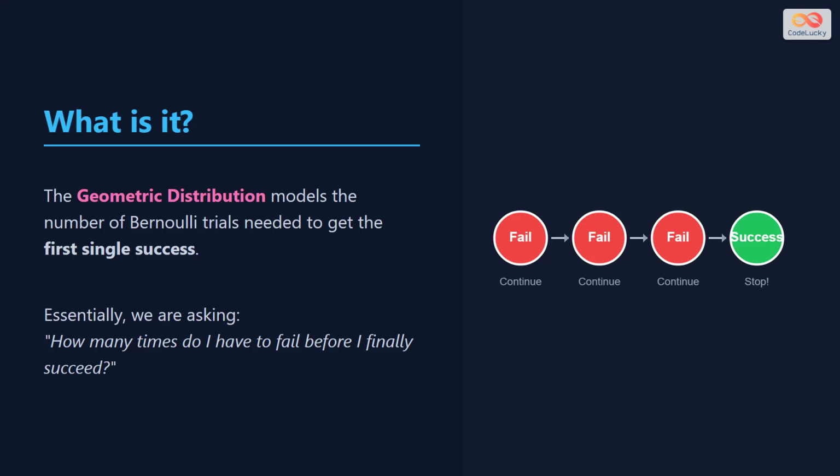So, what is it exactly? The geometric distribution models the number of trials you need to perform to get your very first success. Imagine you are flipping a coin until you get heads, or rolling a die until you get a 6. You are essentially asking, how many times do I have to fail before I finally succeed?